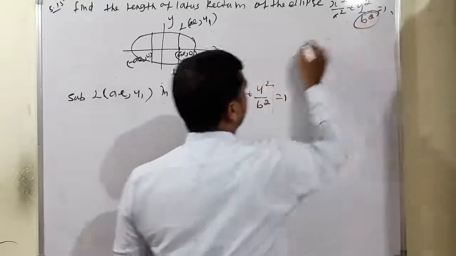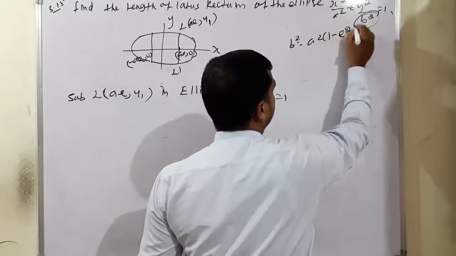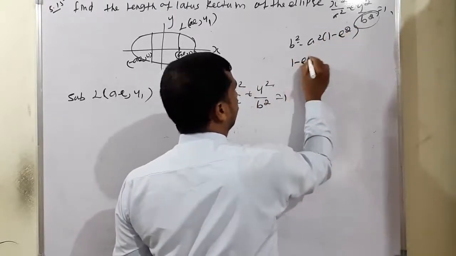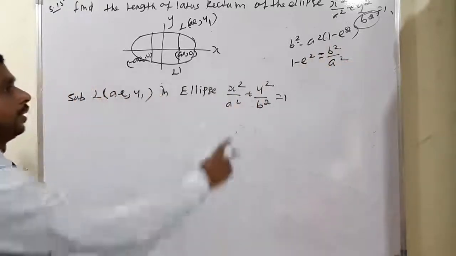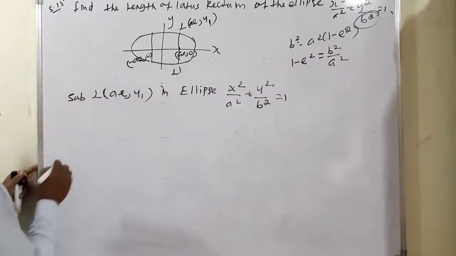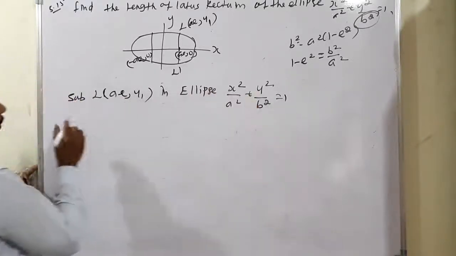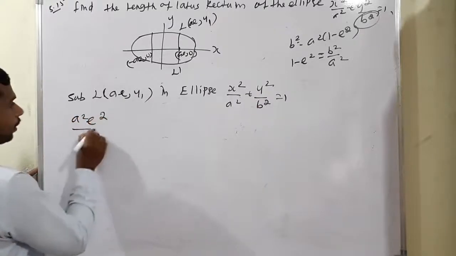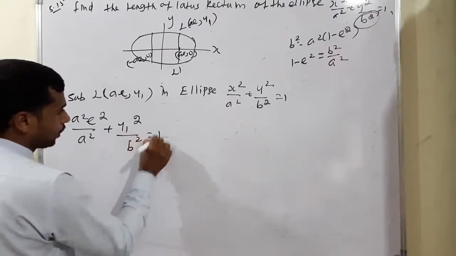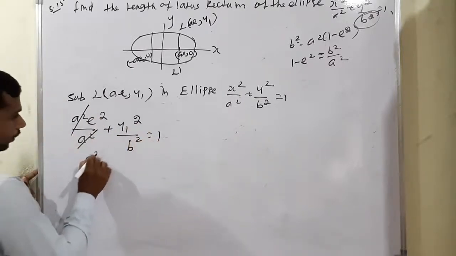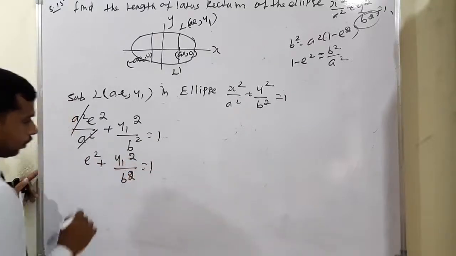Already we know the meaning of b square. b square means a square into 1 minus e square. Therefore 1 minus e square is equal to b square by a square. This is what we need, okay. Now instead of x we take ae, and instead of y we apply y1. Therefore a square e square divided by a square plus y1 square divided by b square is equal to 1. Again a square cancels, so e square plus y1 square divided by b square is equal to 1.